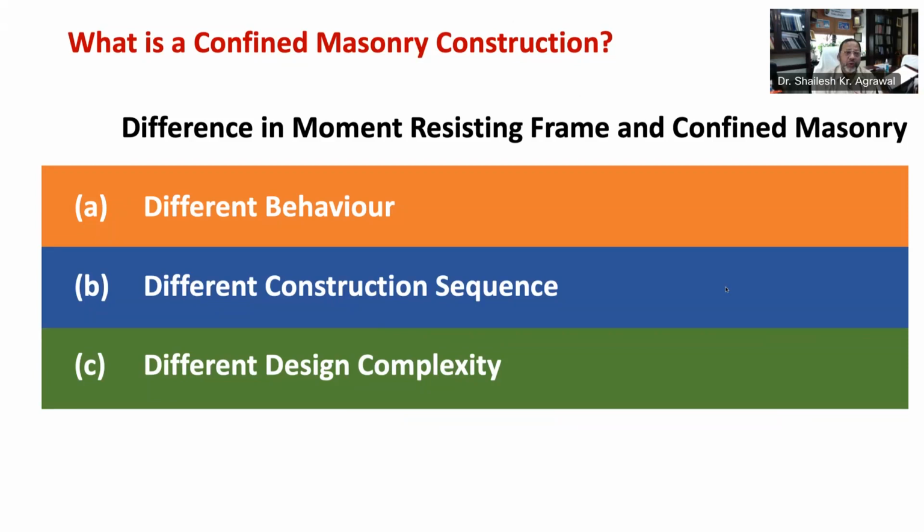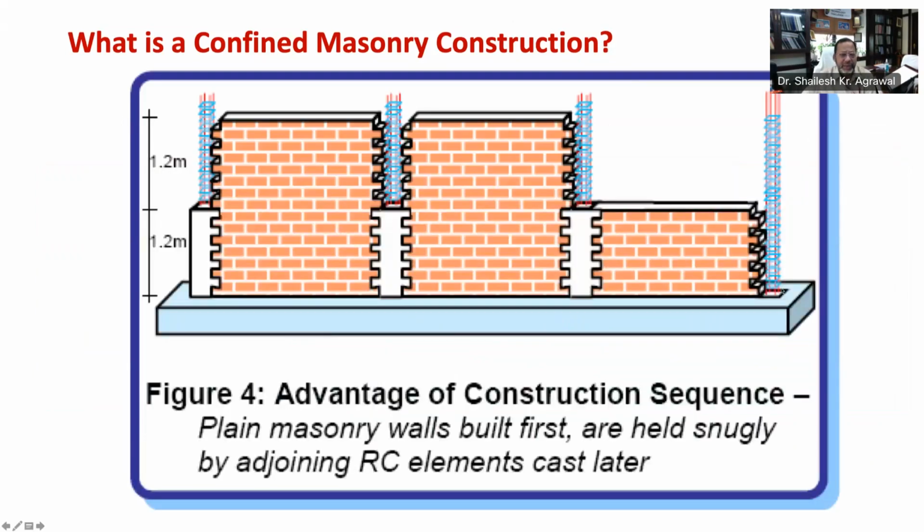For design of low-rise confined masonry houses, a prescriptive approach may be adequate, but for RCC frame construction, an engineering design approach is required. Therefore, we can say that design efforts may be considerably smaller for confined masonry houses than the RCC framed houses. Now, let's look at this figure 4.